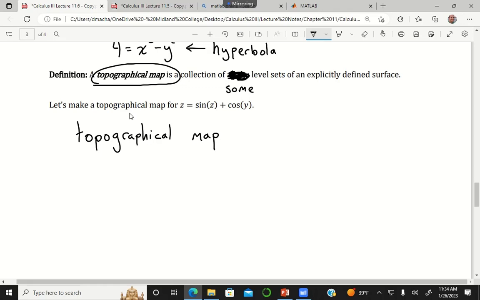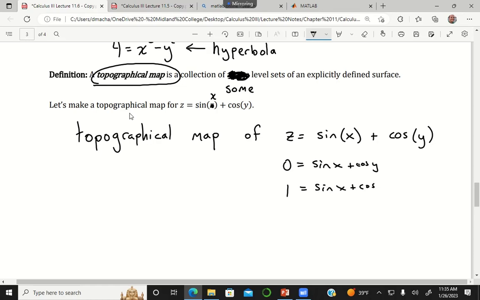So if I wanted to make a topographical map for the function z equals sine of x plus cosine y, what I need to do is just choose a bunch of values for z. Like I might say 0 is equal to sine x plus cosine y, and that's going to make a trace. And then I would say 1 is equal to sine x plus cosine y, and that would make a trace. And then I would try -1, and then I might say 1/2, and then maybe -1/2, and 1.5 and -1.5, and just choose as many level sets as you want. And then whenever we collect all of those together, that's what we're going to call a topographical map.